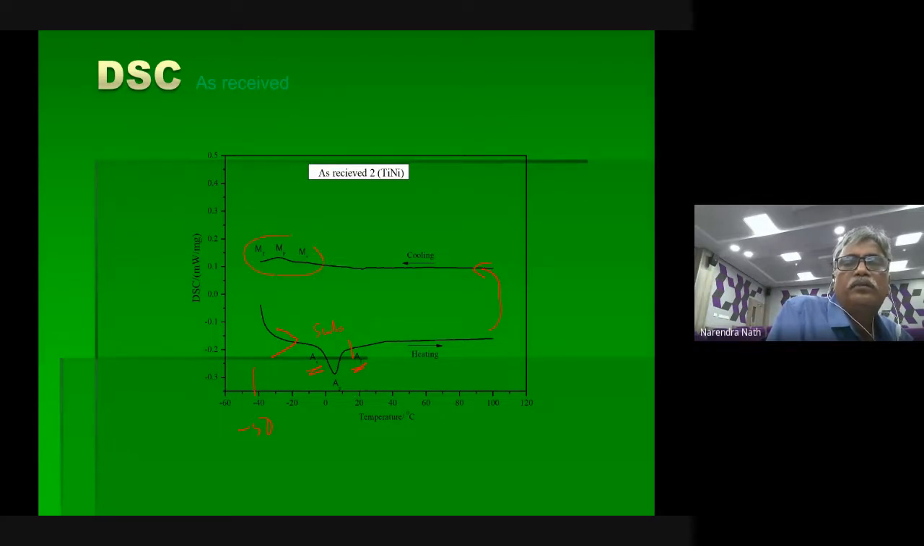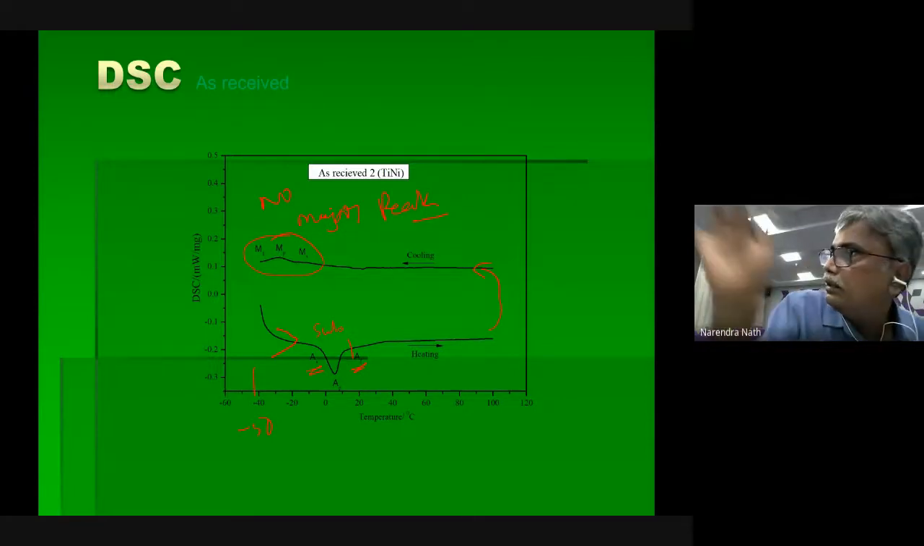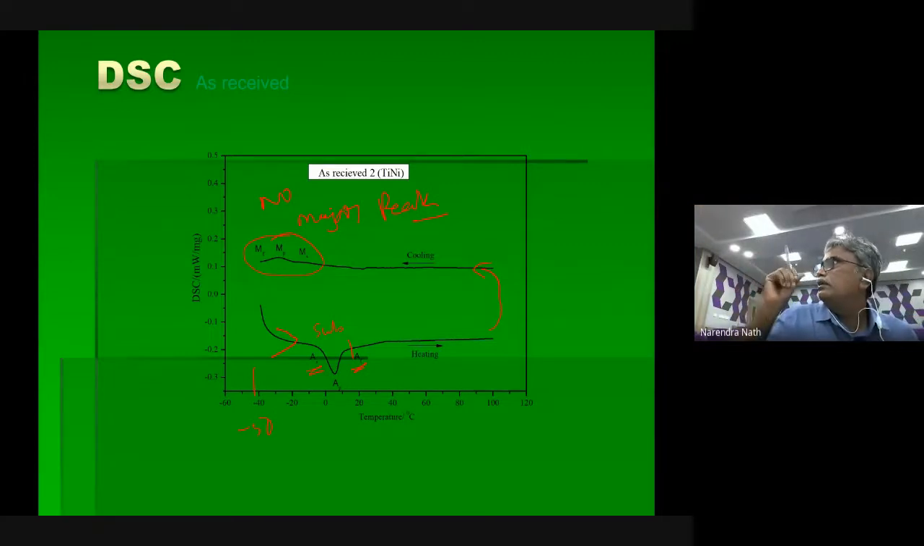There is no major peak here. When there is no major peak, you can think it is not a prominent martensite phase. So then you will think, okay, whatever alloy you designed, it is not showing any martensite phase, only austenite is there. So people may not accept.